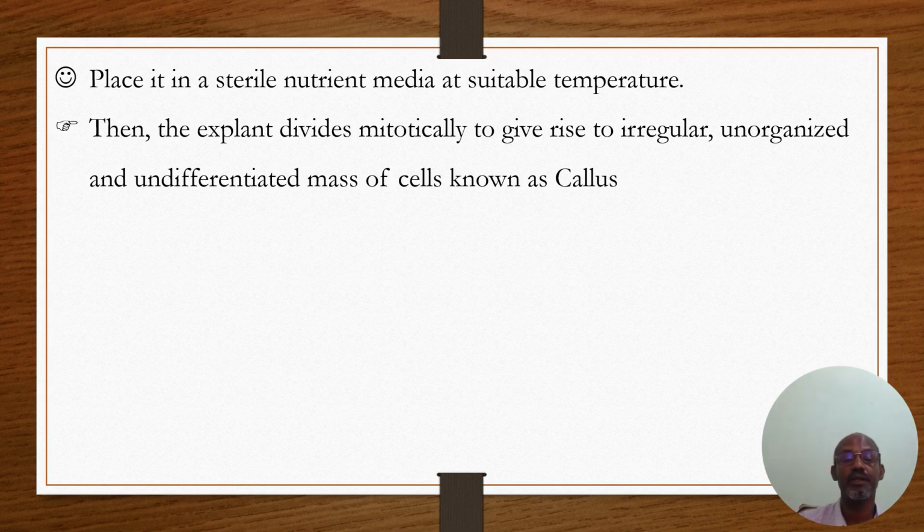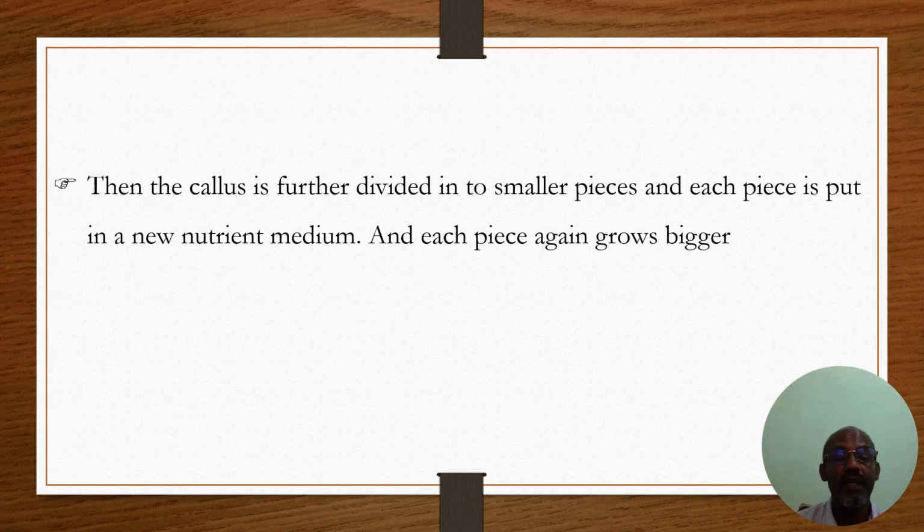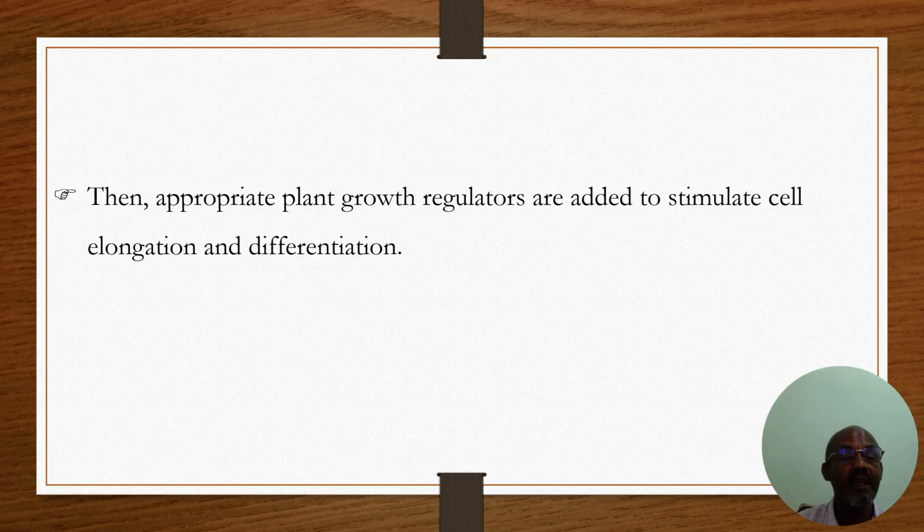Then the explant divides mitotically to give rise to what do you call that? An irregular, unorganized, and undifferentiated mass of cells, that is callus. Then the callus is divided into smaller pieces, and each piece is put in a new nutrient medium, and each piece grows bigger. Cell division. Therefore, we give plant growth regulators which facilitate cell differentiation. Appropriate plant growth regulators are added to stimulate cell elongation and cell differentiation. So cell division, cell elongation, cell differentiation.